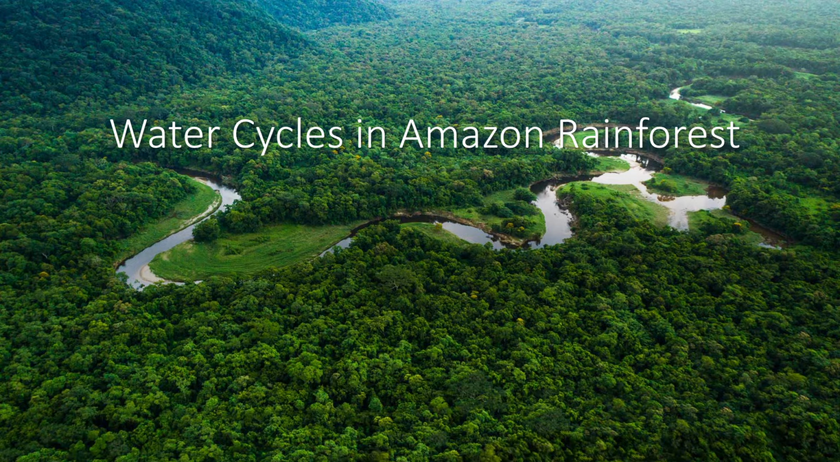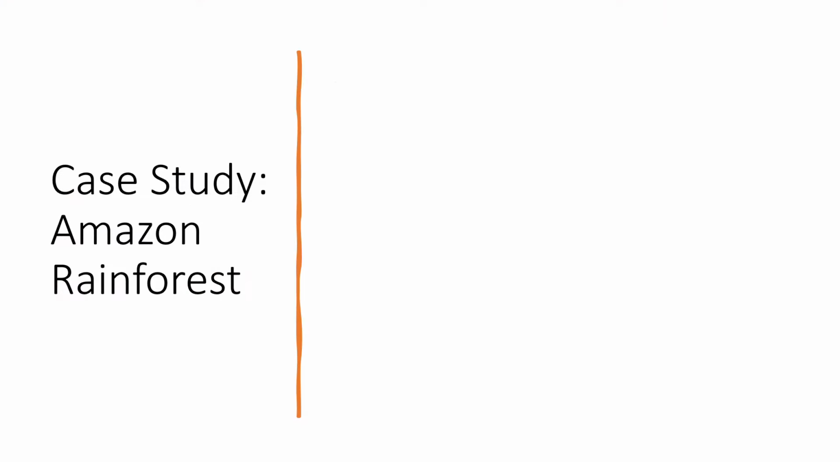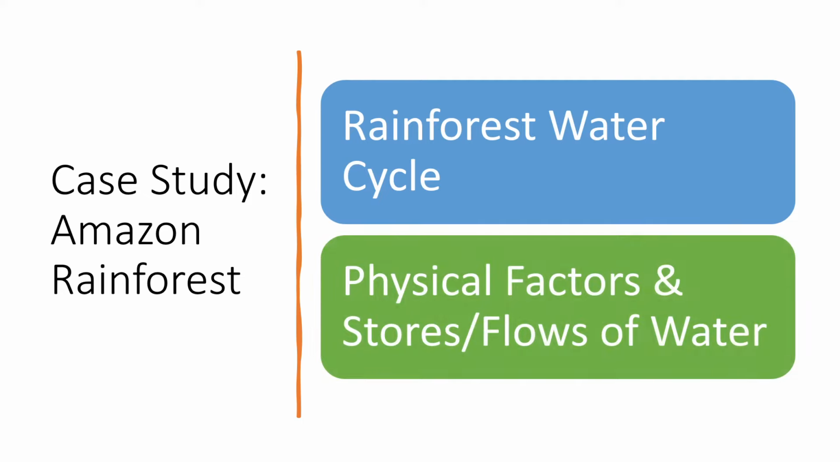In today's lesson, I'm going to talk about water cycles in the Amazon rainforest. This is for the OCR A-level spec 2.A, and we're going to look at the top 2 bullet points in terms of the tropical rainforest. So the main areas I'm going to cover are the rainforest water cycle and the physical factors that might affect stores and flows of water in the Amazon rainforest.